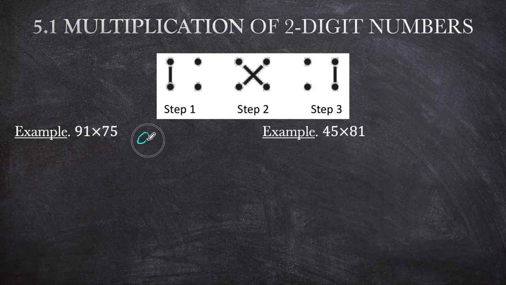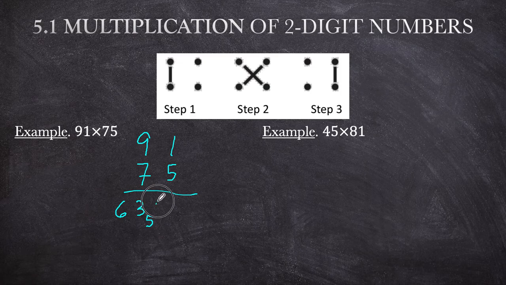Next example, 91 times 75. So 9 times 7 is 63. We can just put it right like that. 9 times 5 is 45, plus 1 times 7. So 45 plus 7 is going to give us 52. And then 1 times 5 is going to be 5. So do the necessary carries. What we have is 6. 3 plus 5 is 8. And then 25. So this is our answer.